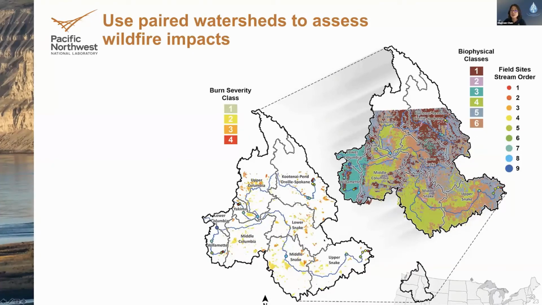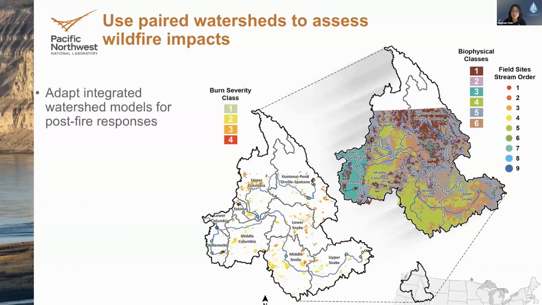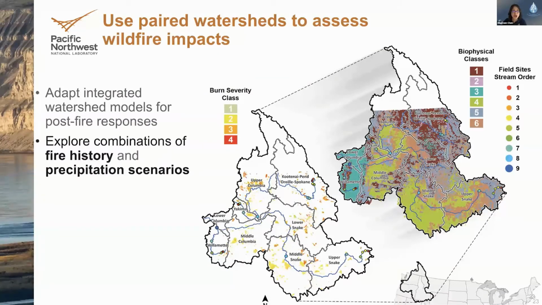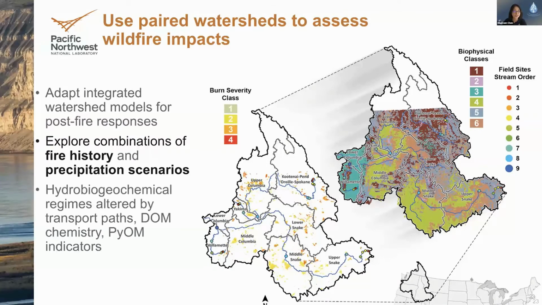And if we do our simulations for, say, systems that are disturbed versus not disturbed, we can do paired watershed analysis to analyze how the fire history and precipitation scenarios interact to alter the hydrobiogeochemical regimes in the river, and how that changes the river corridor biogeochemistry in the end.